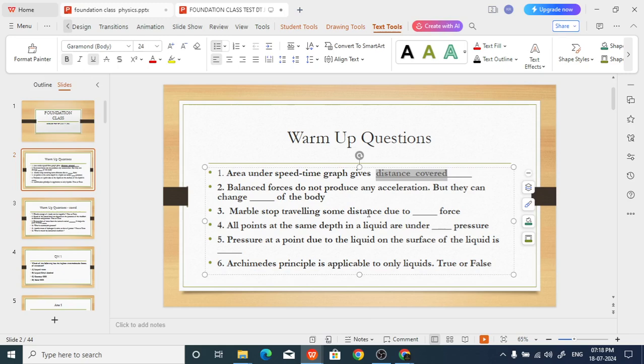They are saying there is no acceleration, but what else can happen? It can change the shape of the body. Because of the force, the shape of the body can change. It may not move, but it can change the shape of the body.